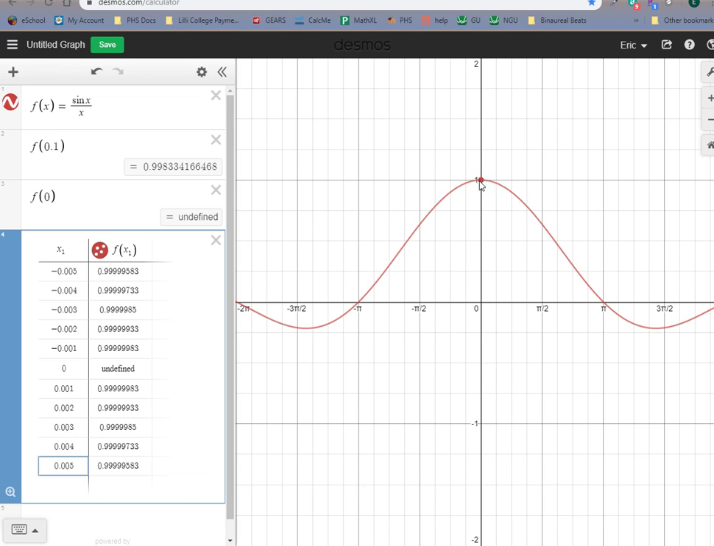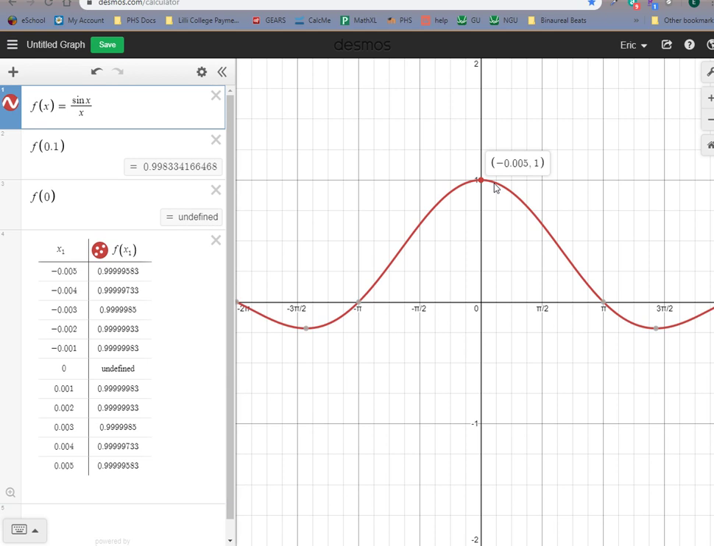Something else I think you can do. You can define a little point that you can trace along the function too, which is kind of helpful, right? You can see the coordinates as you trace it along the function. So that's the equivalent of tracing on the TI-84.